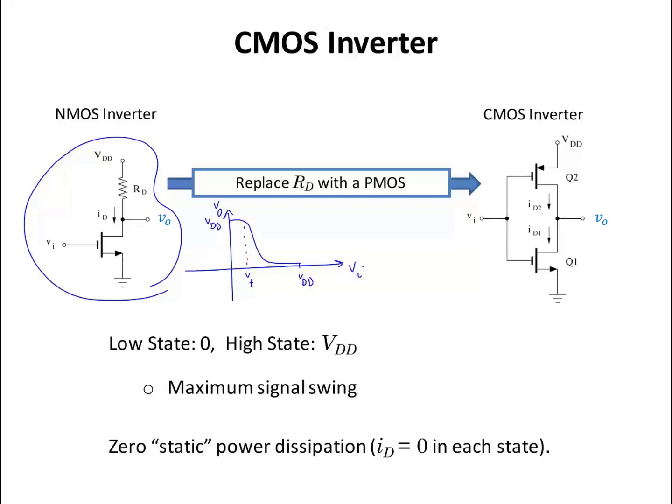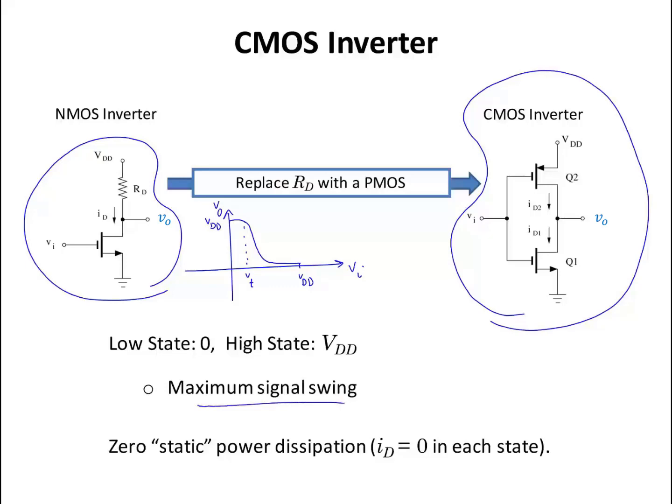Vout is a small value but non-zero. So the idea for the CMOS inverter is to replace this resistor at the drain, RD, with a PMOS transistor, and this will give us the CMOS inverter. The benefit of doing so is that you're going to have a low state of 0 volts and a high state of VDD. So Vout changes between 0 volts as the low value and VDD as the high value. That gives you the maximum signal swing, because the range of change for Vout is maximum, between 0 and the power supply voltage.